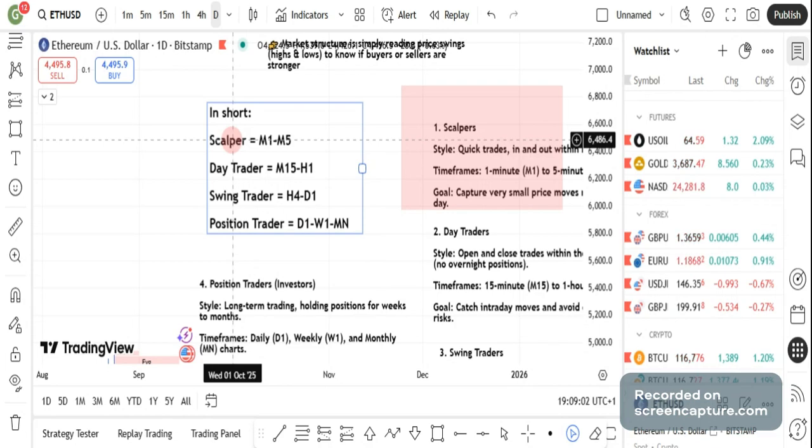A scalper works on a lower time frame. What does the scalper do? They work on a lower time frame, like what I have here: they use the 1 minute to 5 minute time frame. Now let us see what a scalper is. What do they do?